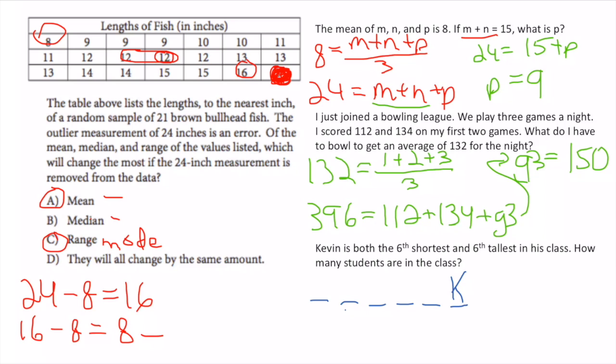But he's also the 6th tallest. So the tallest is at the far end here, so I'll just count backwards. 1, 2, 3, 4, 5. Here's 6 again, which is Kevin. So how many students are in the class? I just add up all these lines, and I end up with 11 students in the class. So this is a median question.